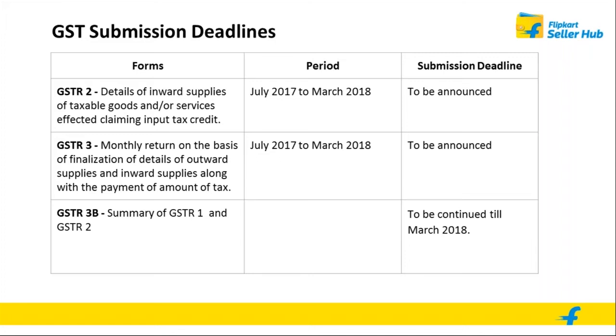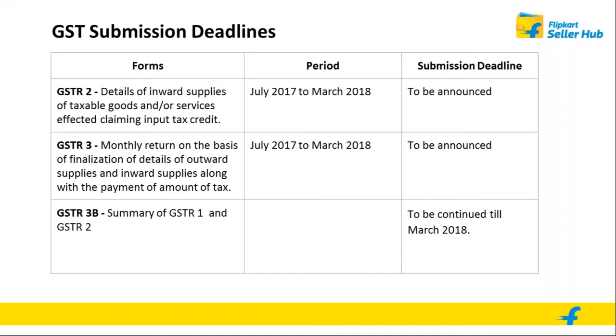Okay. So there are a few other submission deadlines that you need to know. For GSTR 2, just to reiterate, it deals with the inward supplies. When we talk about inward supplies, anything that you make a purchase of will come under your GSTR 2, whereas GSTR 1 is for your outward supplies. For GSTR 2, the period between July to March, the submission deadlines are yet to be announced by the Government of India.